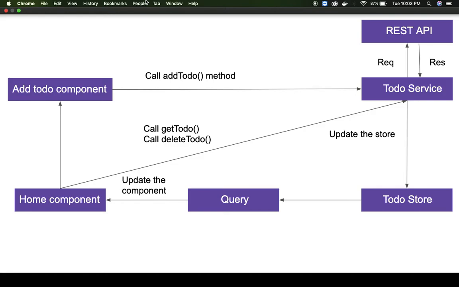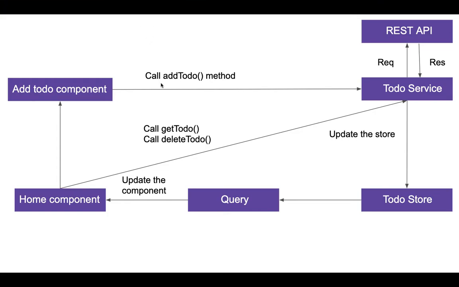So in the previous video we have seen how we can create a to-do store. Basically we will be storing all the to-dos and all the state of our application in the to-do store. So we are done with this part. Now let's go ahead and implement the query concept. So we are at this point.